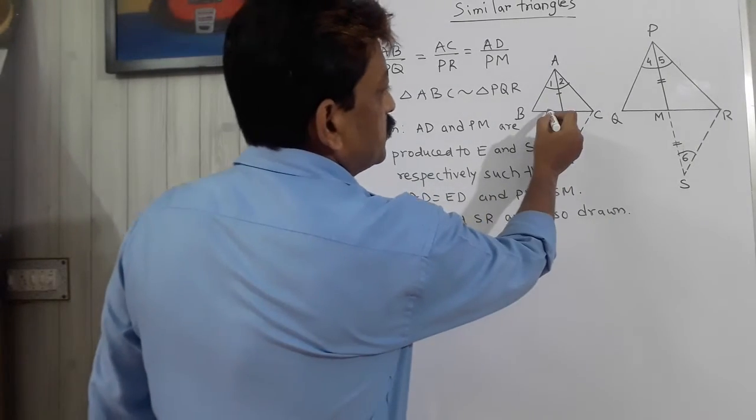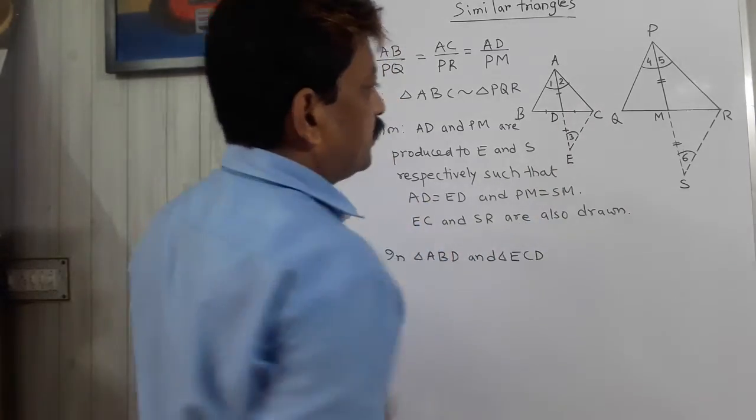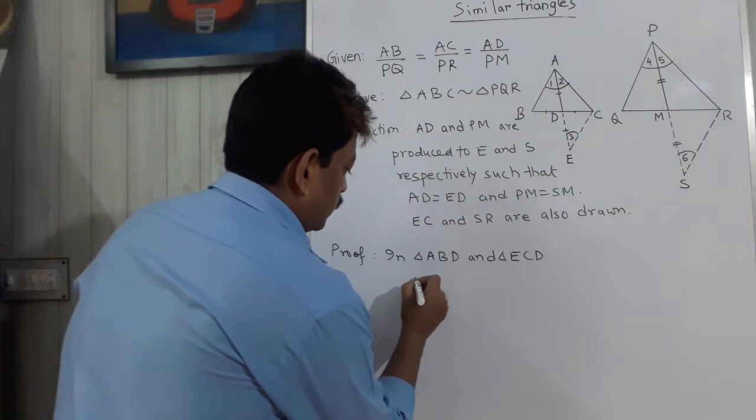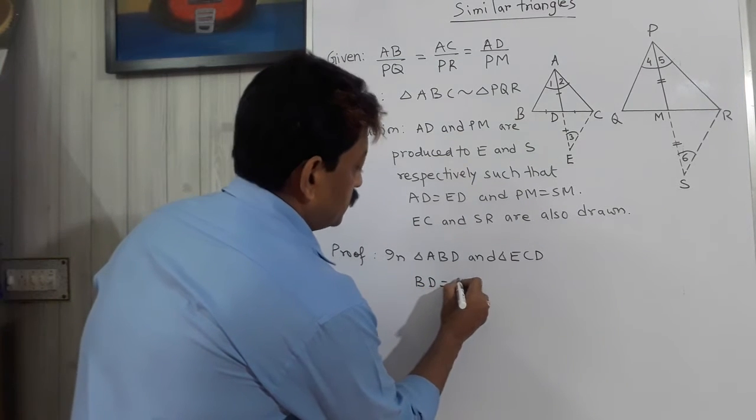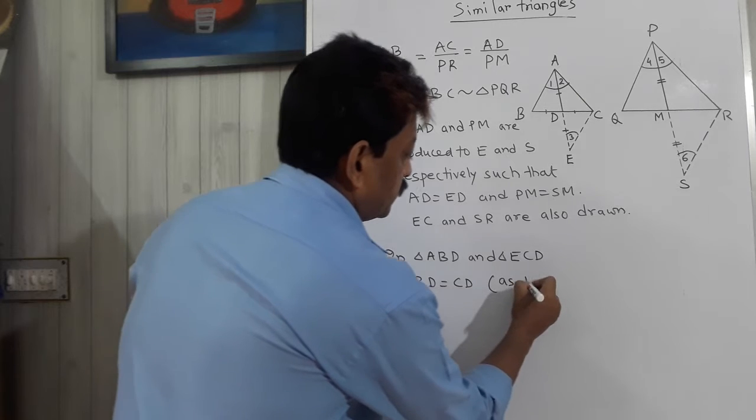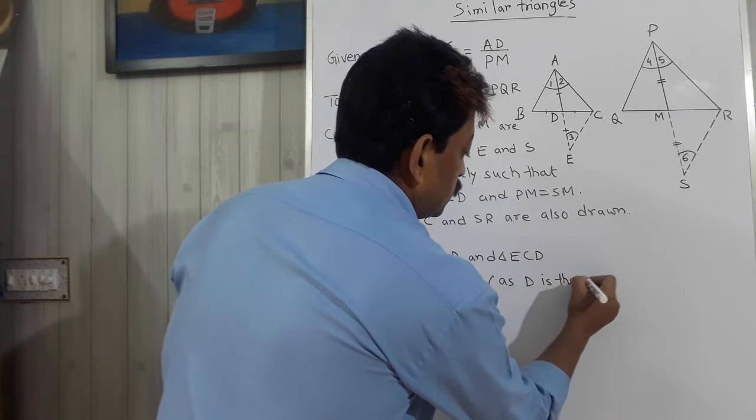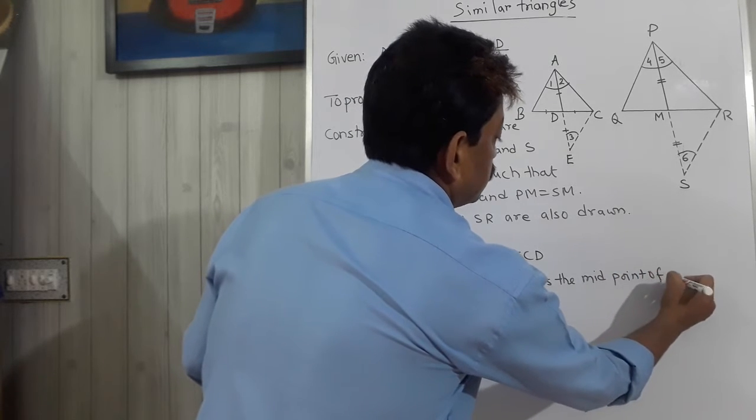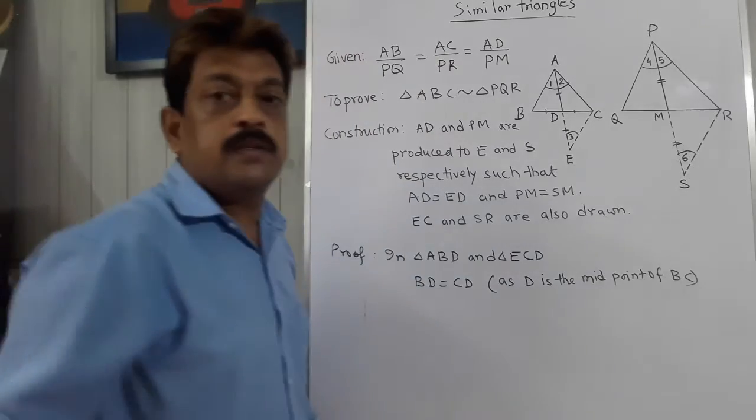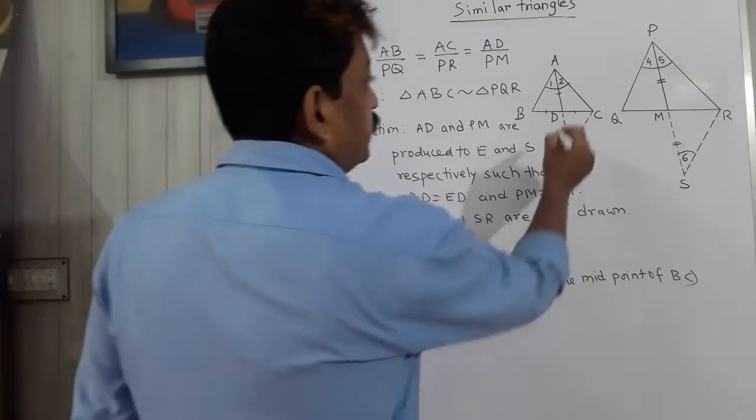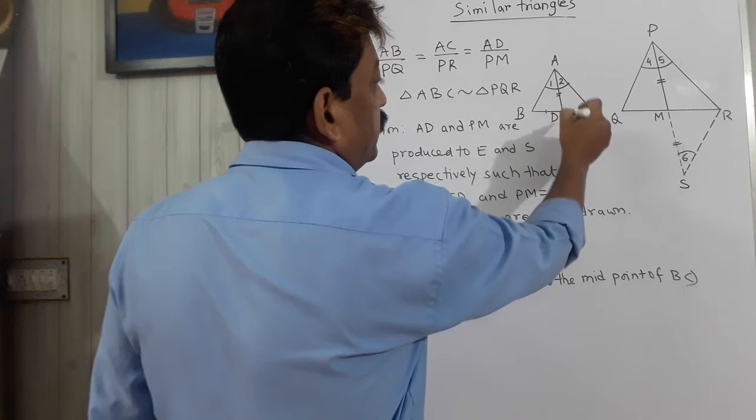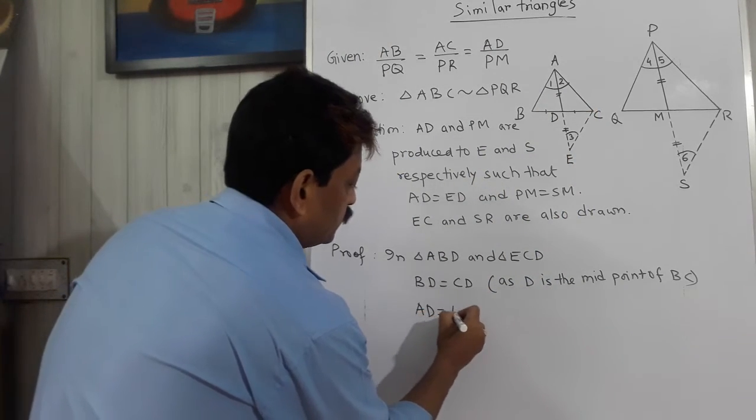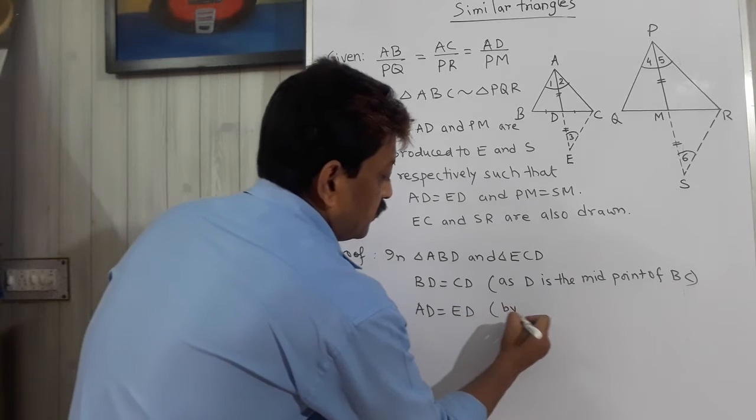First of all, this BD and CD are equal because AD is the median, so D is the midpoint. Therefore, we can write BD equals to CD, as D is the midpoint of BC. This is the midpoint of BC. Then these two are also equal. AD is equals to ED by construction, we have drawn it.